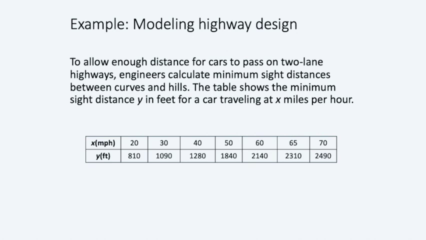Okay, we have our last example. We're going to talk about highway design. The problem reads, to allow enough distance for cars to pass on a 2-lane highway, engineers calculate minimum sight distances between curves and hills. The table shows the minimum sight distance, y in feet, for a car traveling x miles per hour. So x represents the speed in miles per hour, and y represents the distance needed to see when you're going at a particular speed and you're trying to change lanes.